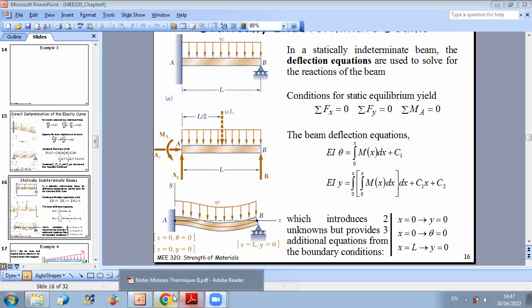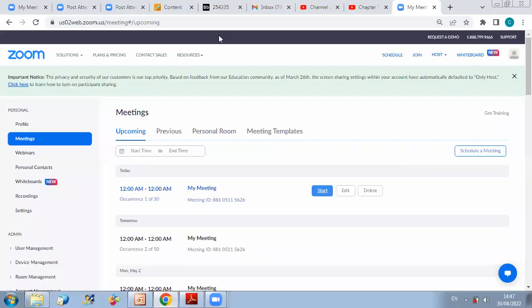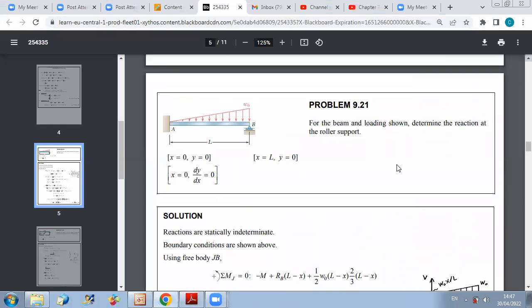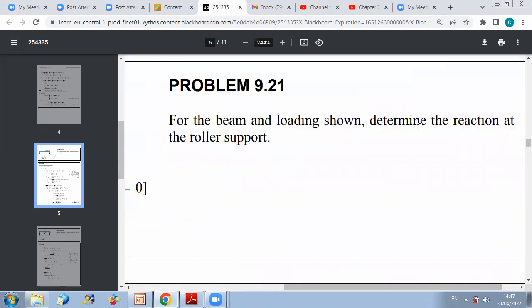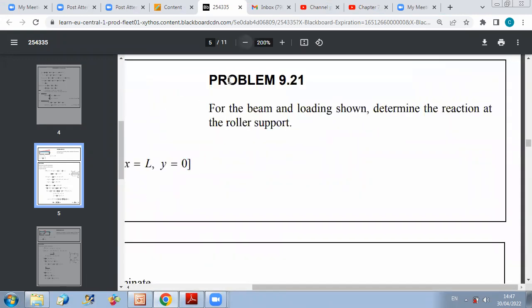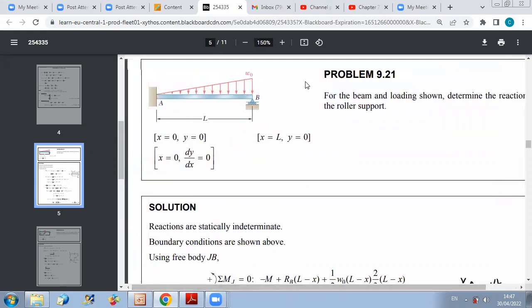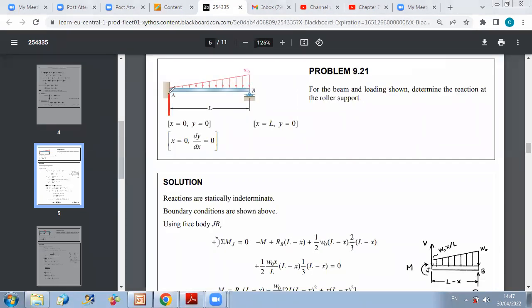If we go back to the problems, we were discussing this problem here. They gave us that for the beam and loading shown, determine the reaction at the roller support. I want to find the reaction at the roller support. Let me look at my figure. I have a roller support at B and a fixity at A. So as we already mentioned before, we have just to consider at A 3 unknowns, AY, AX, and a reaction moment, MA.